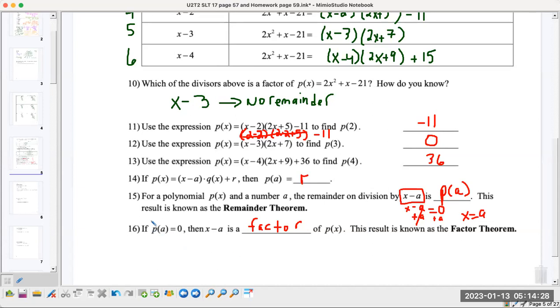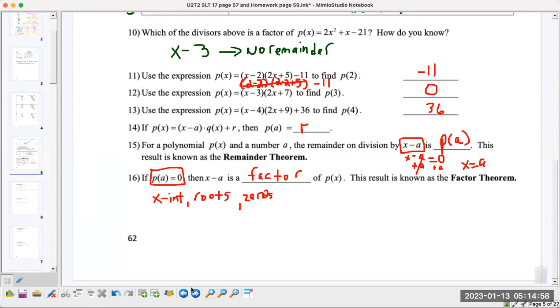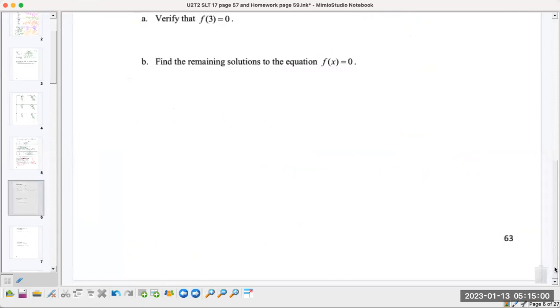Okay, and remember, this just means you're finding the x-intercepts when you set it equal to 0. So x-intercepts, roots, zeros. You got it. All of them. Solutions, roots, zeros. All right. Okay. Hopefully you understood that. And let's just go to the next page, which will be page 63.